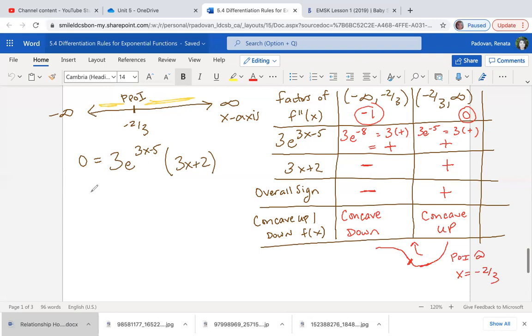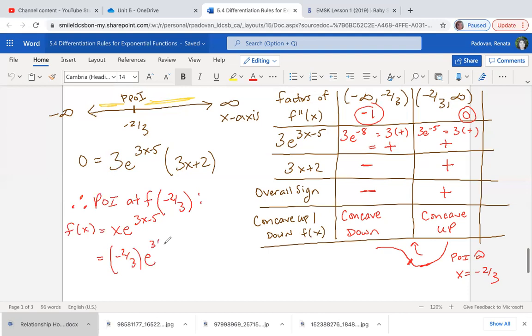Now I need my y value. I'm going to plug that into the original. So therefore I have a point of inflection, right, at f at the x value of negative 2/3. Now I don't have the original equation anywhere here, so I should probably write that down. F of x equaling x multiplied by e to the exponent 3x minus 5. Sorry, that's a little squished in there. So then when I see x, replace it with negative 2/3.